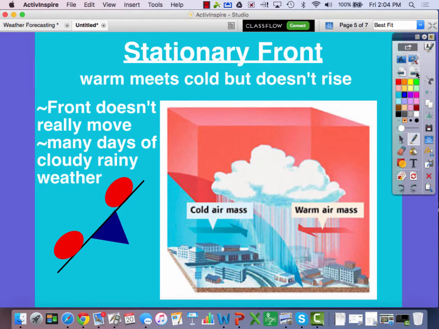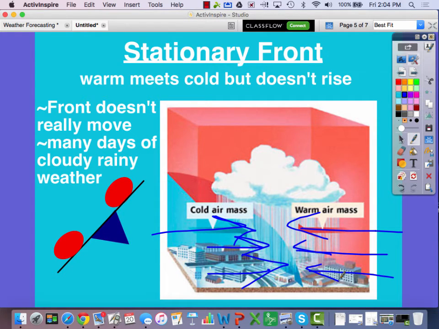Okay, all right, so let's look at our stationary front. A stationary front is where warm meets cold, but that warm air doesn't rise like it would in a cold front. So what happens is that we've got this cold air coming in, and we've got this warm air coming in, and they're just kind of shoving each other back and forth and back and forth.